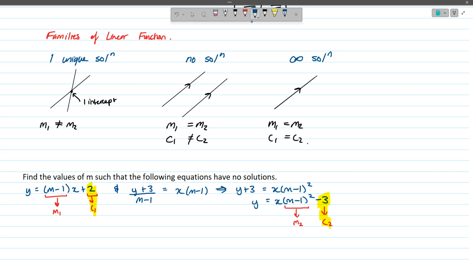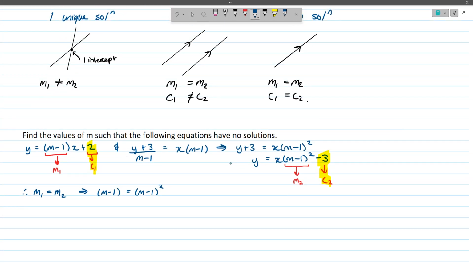But in this case, we're looking for the pair of equations that have values of m such that it has no solutions, so that they're parallel. So we can say that, since m1 needs to be equal to m2, m minus 1 is equal to m minus 1 squared, and we can find the values that way. If you were to expand this, you would get m minus 1 is equal to m squared minus 2m plus 1. Moving everything over to one side, we get 0 is equal to m squared minus 3m, and then plus 2.